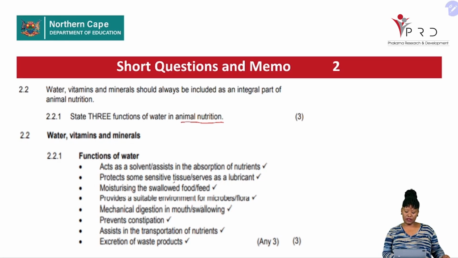Provides a suitable environment for microbes, which is flora. Mechanical digestion in mouth or swallowing, assists with mechanical digestion. At the same time, it assists with chemical digestion. Prevents constipation, assists in transportation of nutrients, and also responsible for excretion of waste products. The question is addressing functions of water in animal nutrition.